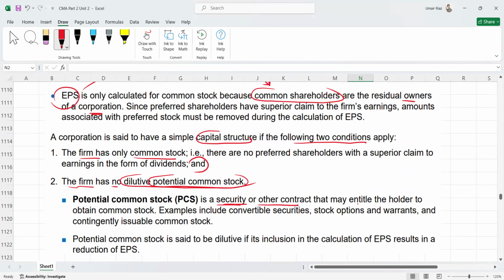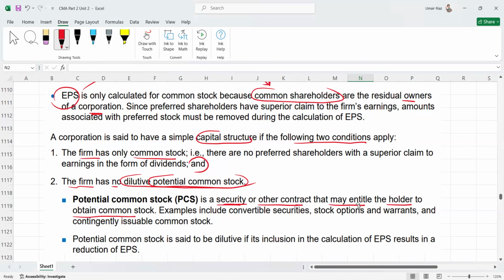So I'll explain. Don't worry, with the example. It could be a security or any other contract that may entitle the holders to obtain common stock. Let me give you an example. For example, we may have, let's assume, convertible bonds. A convertible bond is itself a security, right? It's something we issue to the public when the company wants to raise a loan from the public. So these certificates are issued to the public.